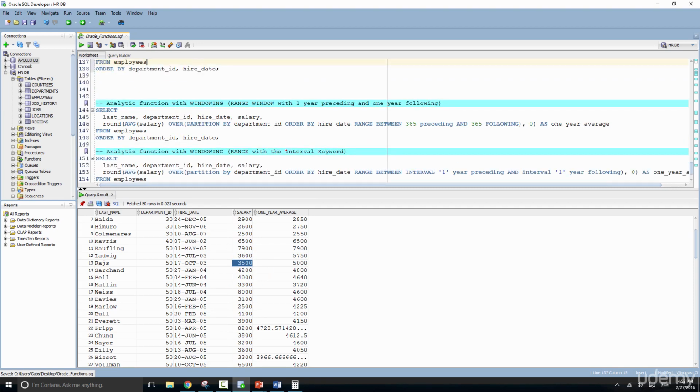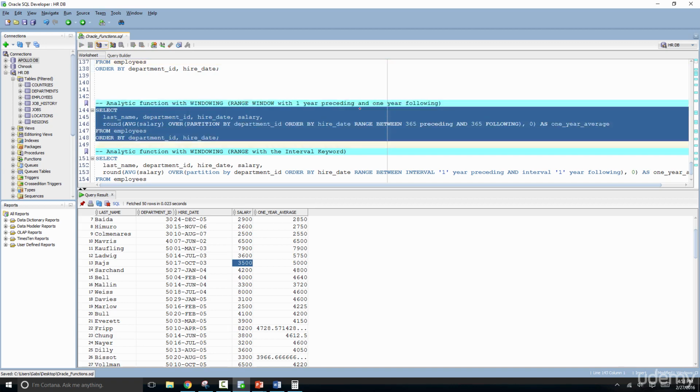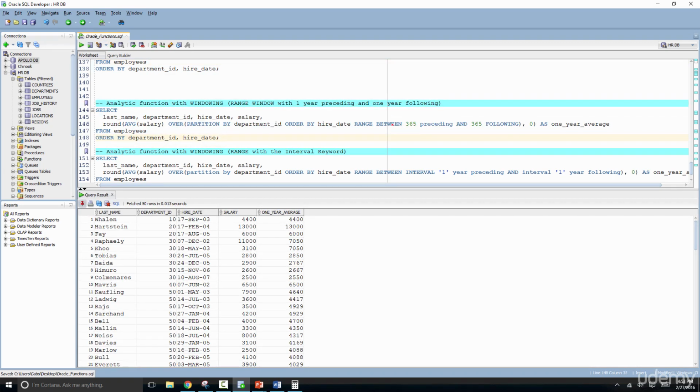Of course, we could specify preceding and following. So if I run the preceding and following, it means the average would include the current employee salary as well as all those who were hired 365 days before him and those who were hired 365 days after him, which would be a 2-year window centered on the current row.